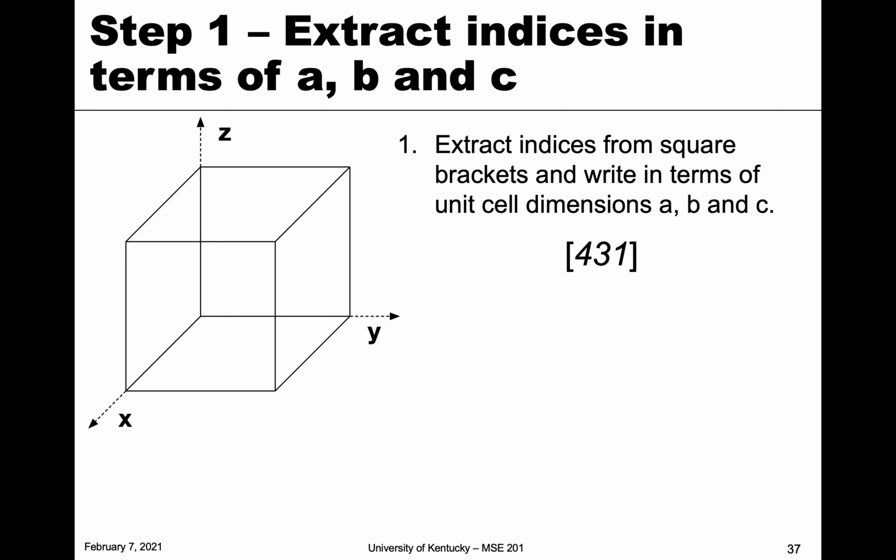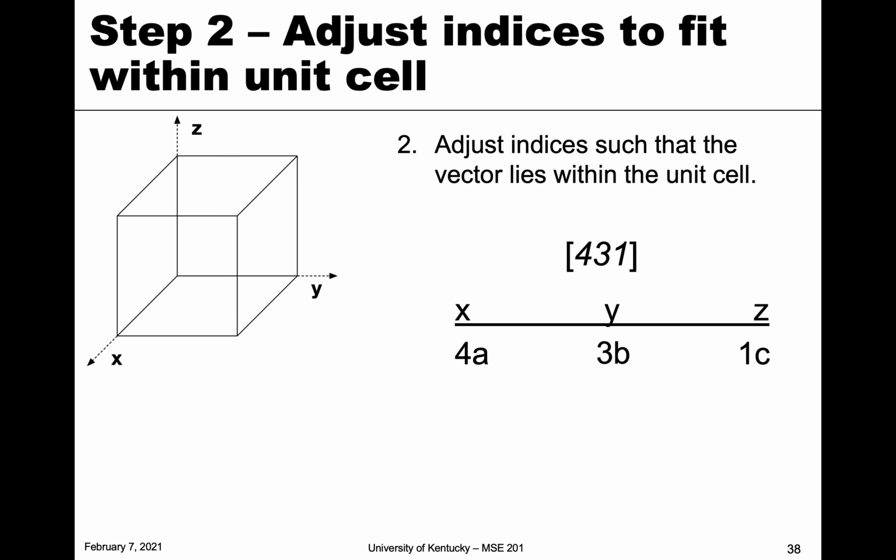All right, so let's do this. We've got the indices, the square brackets 4, 3, 1. Let's extract them and put them in terms of a, b, and c. As always, I use this table. If you want to do that, that's fine. If you don't, that's fine as well. But I would definitely try to find a way to show your work. So I'm going to have 4a, 3b, and 1c. That's the first step.